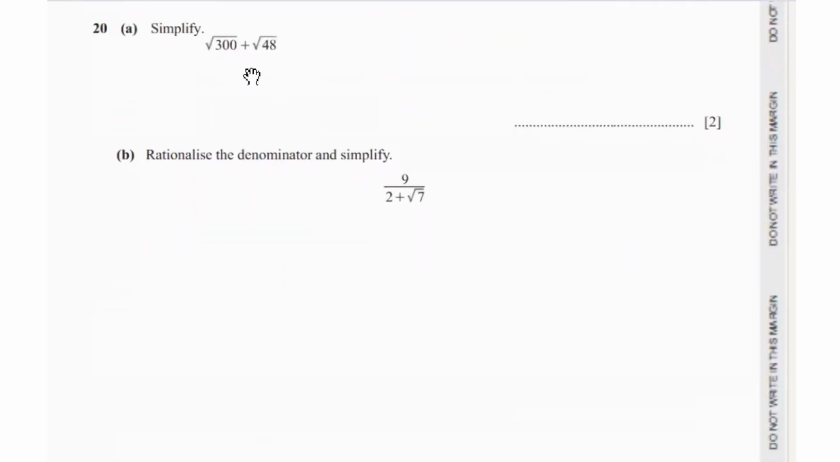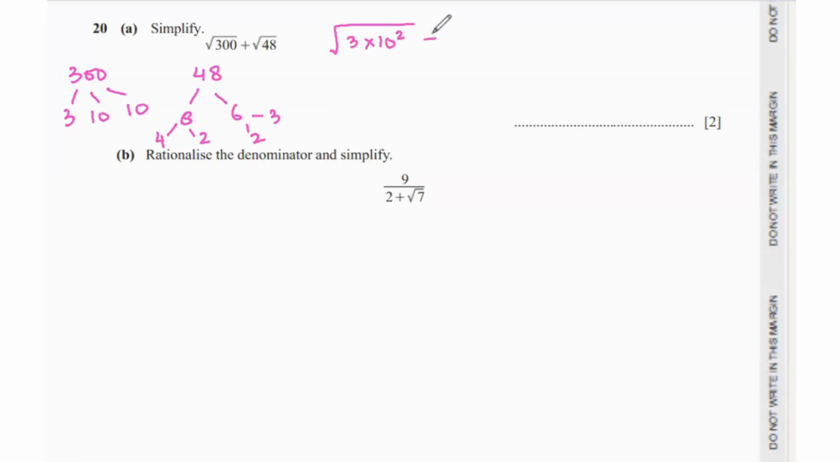Let's just simplify root 300 plus root 48. So once again, we have to prime factorize these. 300 is basically 3 times 10 times 10. And 48 is 8 times 6, which is 4 times 2, and that's 3 times 2. So rewrite 300 as 3 times 10 square and 48 as 4 times 2 square times 3.